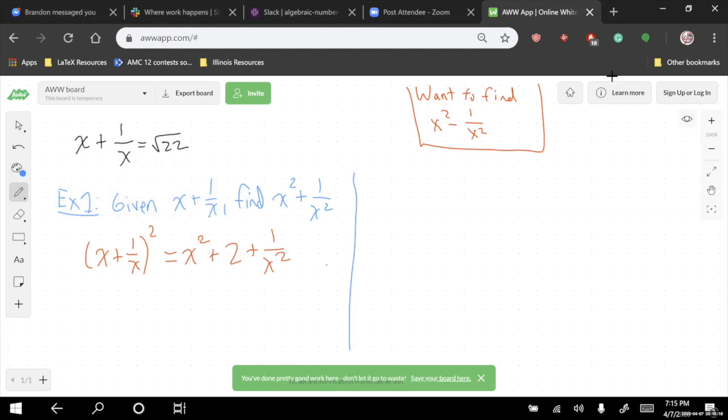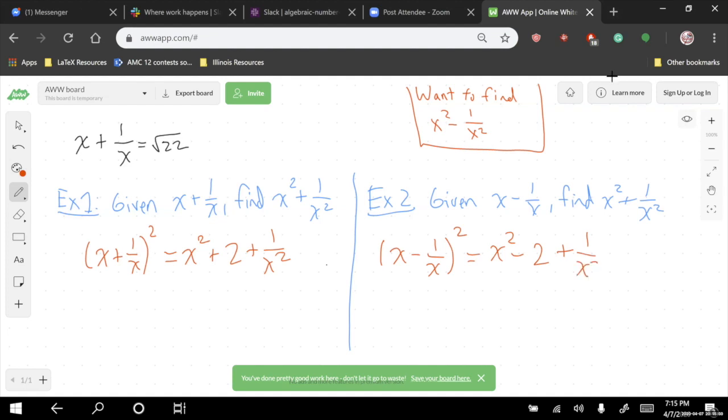The second example, if you're maybe a little more adventurous, you might see the following problem. If instead you're given x minus 1 over x, find x squared plus 1 over x squared. And this is slightly less common, but it's also pretty common because if you notice, the trick is exactly the same. Fortunately for us, the squaring trick still works. It just so happens that now we have a -2 instead of a +2.